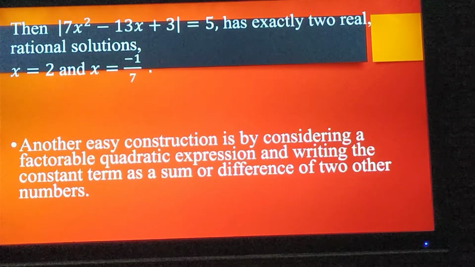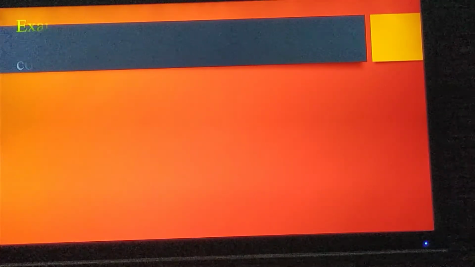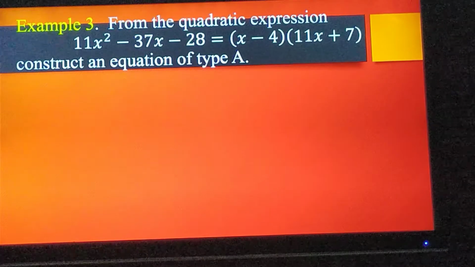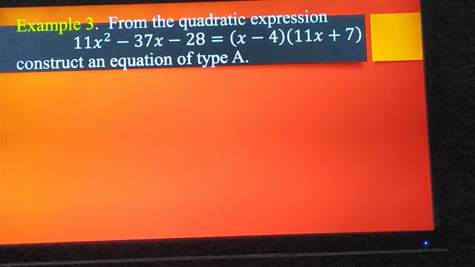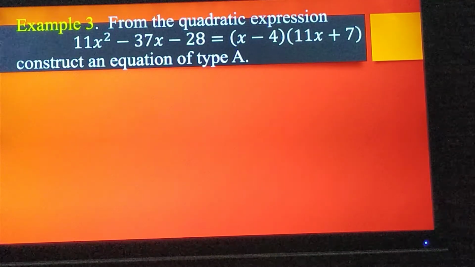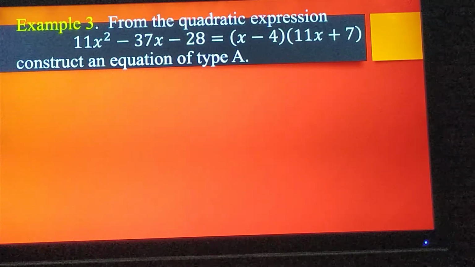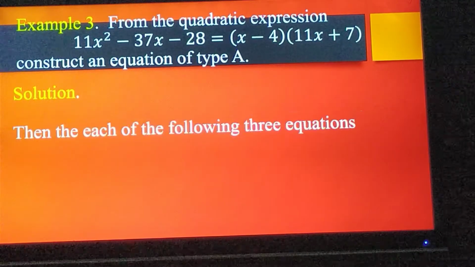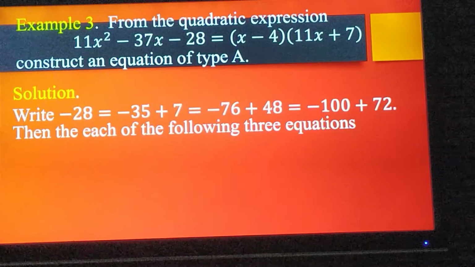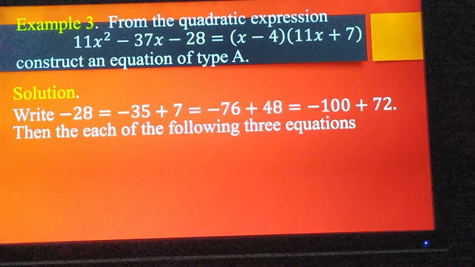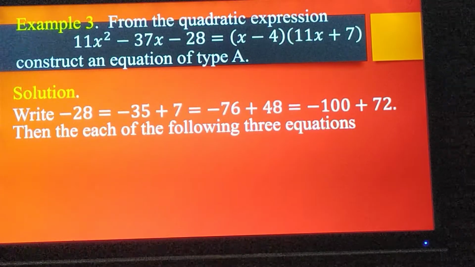Another easy construction is by considering a factorable quadratic expression and writing the constant term as a sum or difference of two other numbers. For example, from the quadratic expression 11x squared minus 37x minus 28, which is the product of x minus 4 and 11x plus 7, construct an equation of type A. Here the constant term is negative 28, and we rewrite it as negative 35 plus 7, or negative 76 plus 48, or negative 100 plus 72.